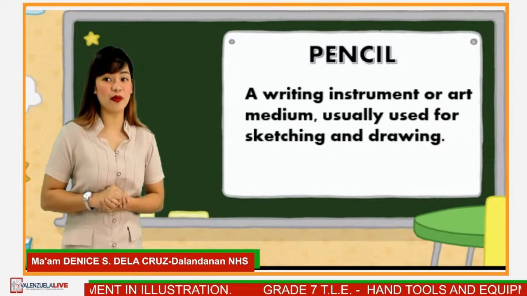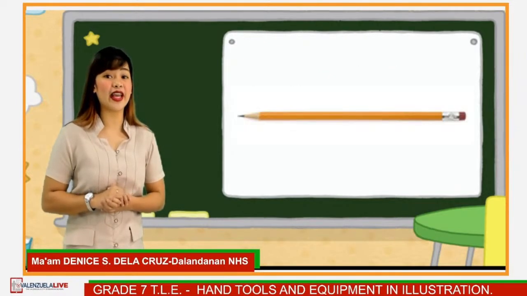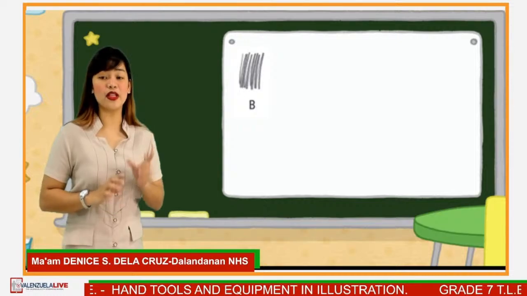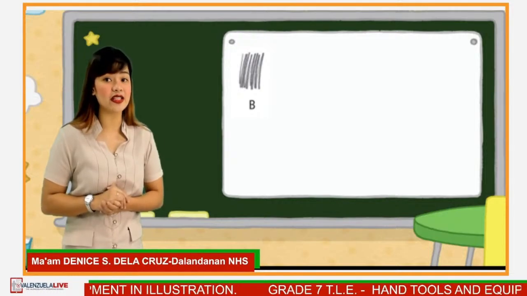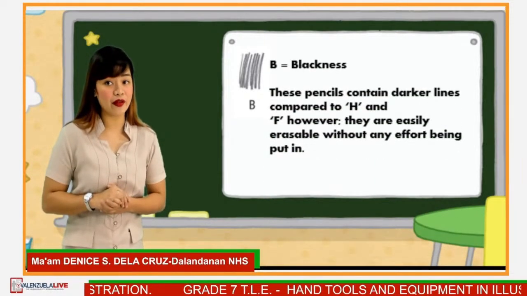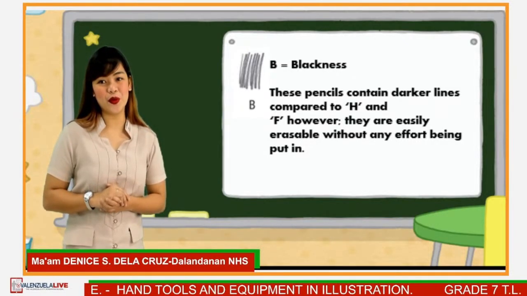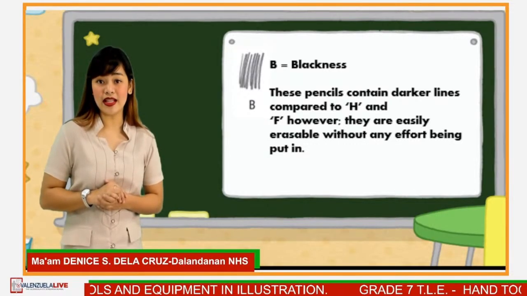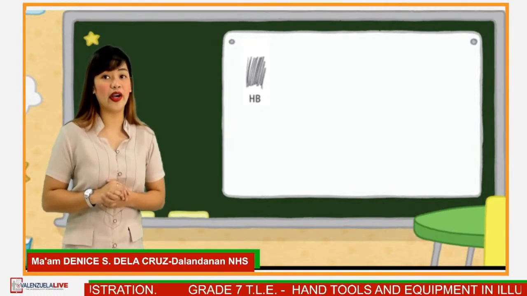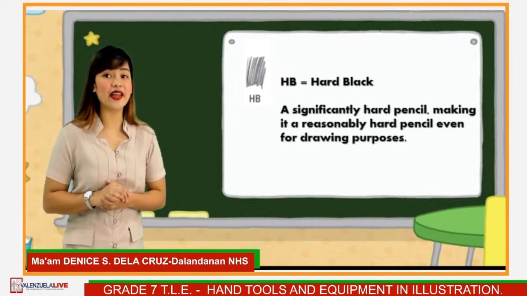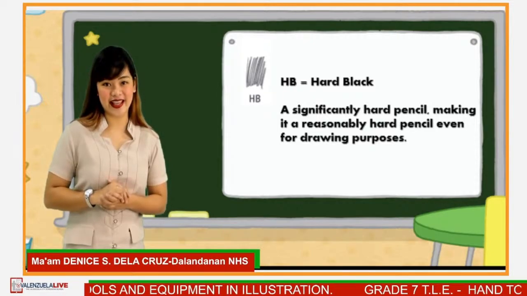Next tool we have is the pencil. Pencil is a writing instrument or art medium usually used for sketching and drawing. We have types of pencil. The first type is what we call the B or blackness. These pencils contain darker lines compared to H and F. However, they are easily erasable without any effort being put in. You can use this for note-taking purposes, doodling, and sketching as well. Next type of pencil is the HB or hard black. This is a significantly hard pencil, making it reasonably hard even for drawing purposes.